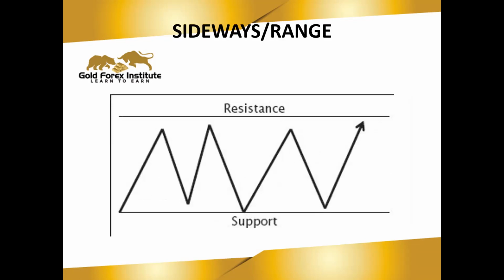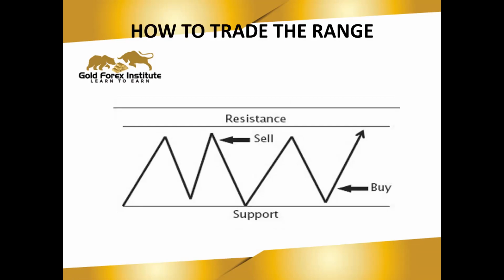Sideways. When the market is moving sideways, this is how it should look, at the same size, so you can't make profit. How to trade the range? For the range, it's not advisable to trade. But if you want to trade, this is how you trade: when it is coming down, you sell; when it is going up, you buy. It's just that the profit will be too small.